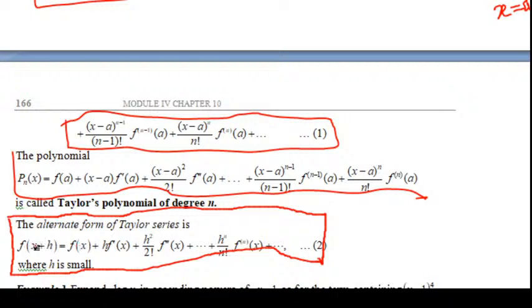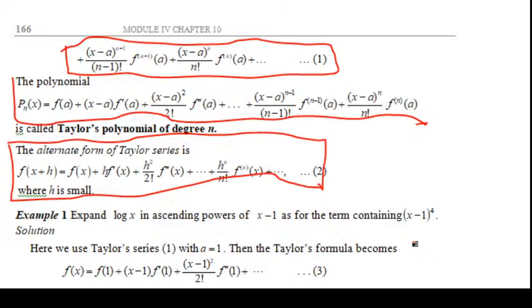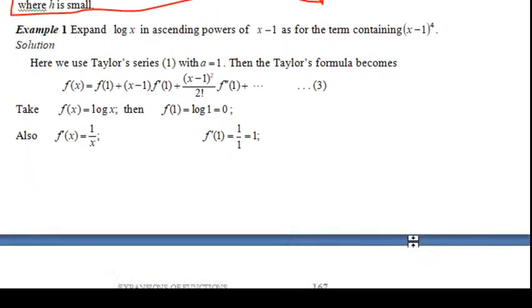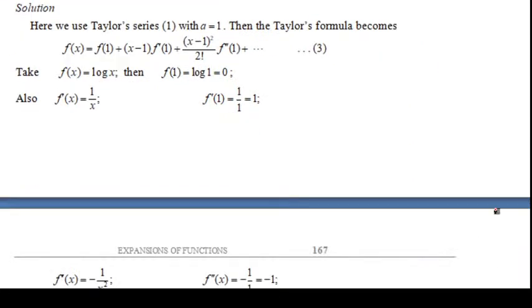Okay, this is x plus h, this is x, and instead of x minus a, we get h. So this is another alternate form of Taylor series, and this series also will be helpful to do some problems, and we will discuss this when the situation arises. We consider an example. First one is an example.